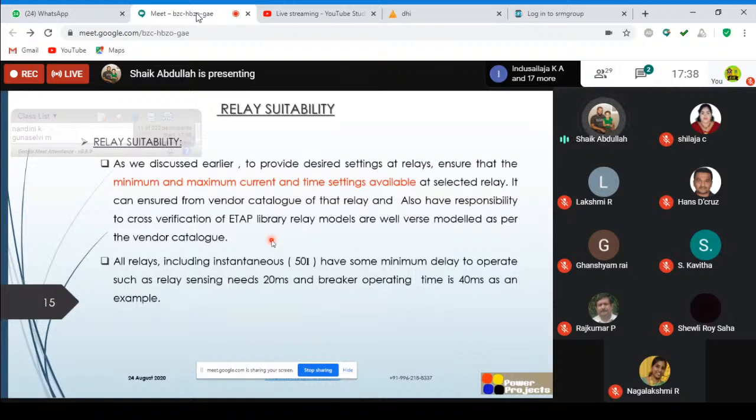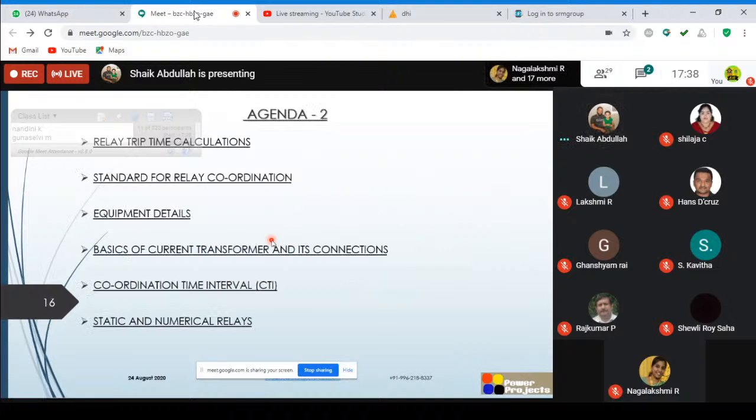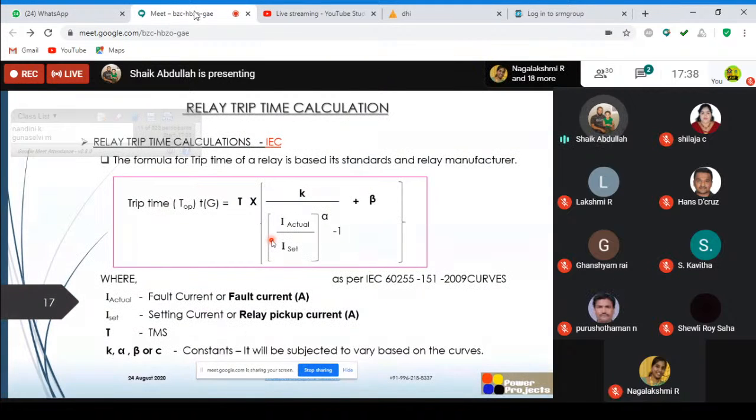So this is relay suitability. That means you have to evaluate before you use any ETAP model. You have to evaluate all your library and your vendor catalog, which you are going to employ at your site. This is an important equation. This is the relay time calculation.